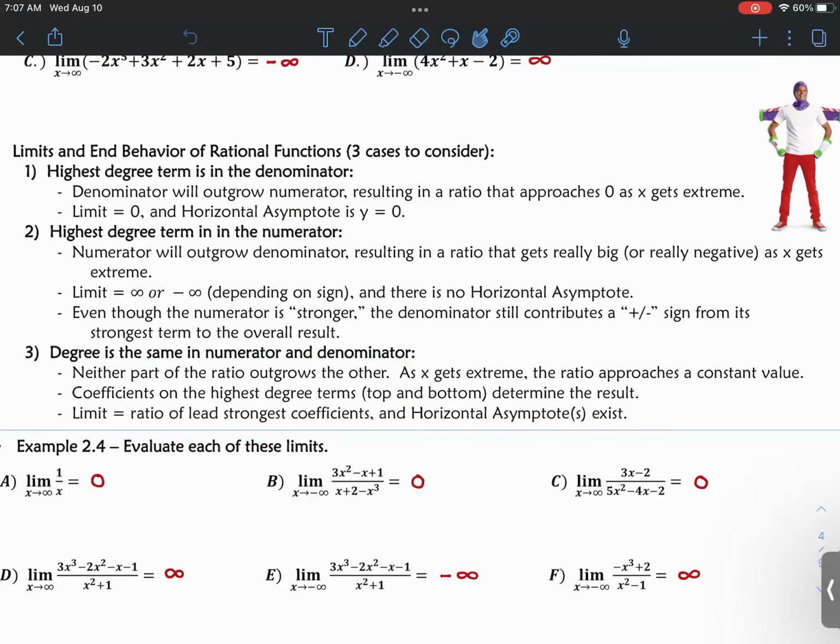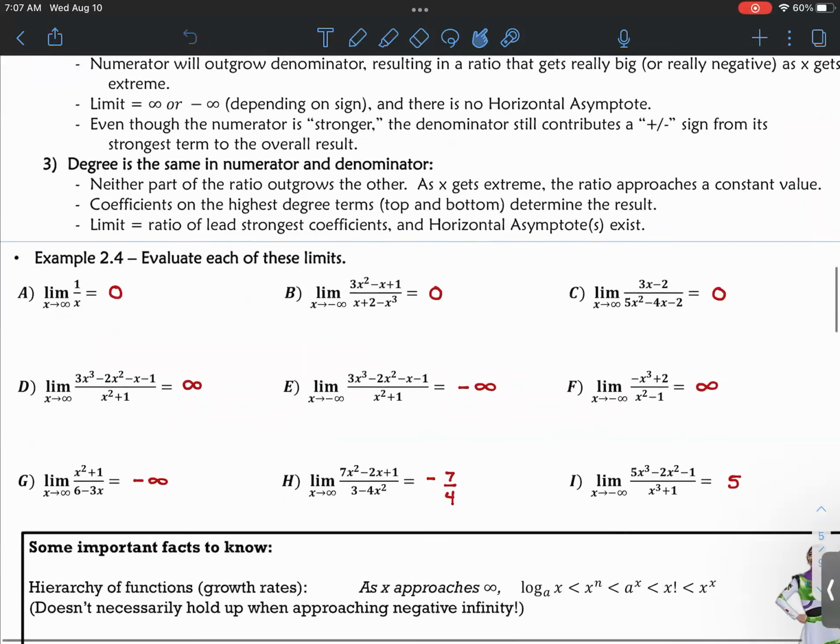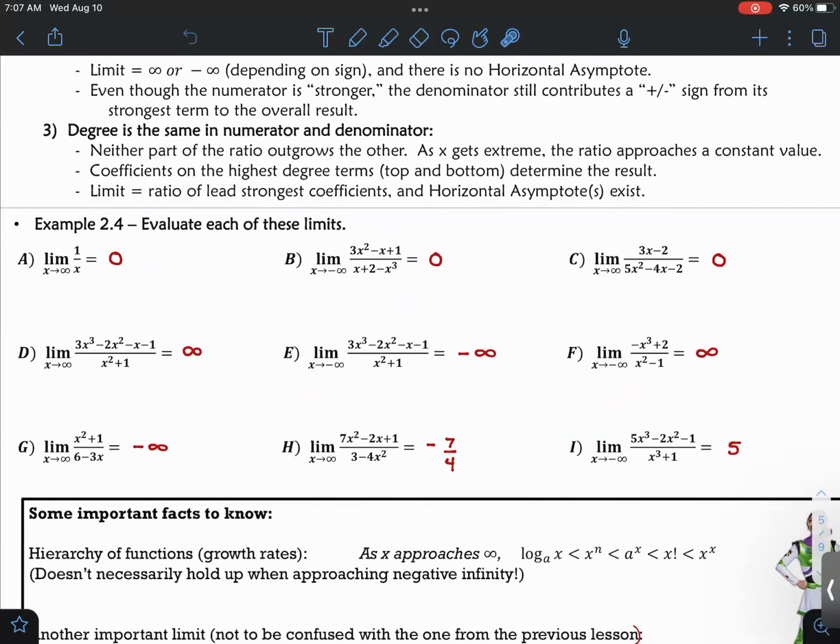Let's look at some examples. As you can see, actually, the entire first row of examples here are ones where the strongest term lived in the denominator. That's why all those answers evaluate to 0. Be careful in something like B. The terms aren't guaranteed to always be in order based on degree. So this negative x to the third at the end there is the strongest term.